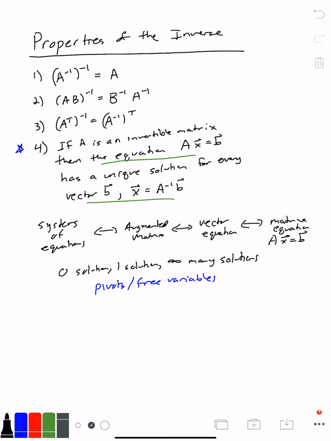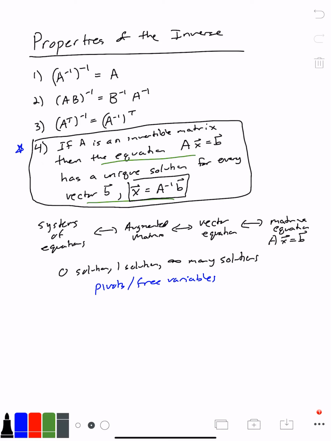As long as your matrix has an inverse, then you are going to be able to solve it with only one solution, one unique solution. And not only that, it's going to tell you what the solution is. You can just multiply A inverse times whatever the right hand side was, and that will get you the solution. So this right here is a really powerful statement. You absolutely should know this statement here.